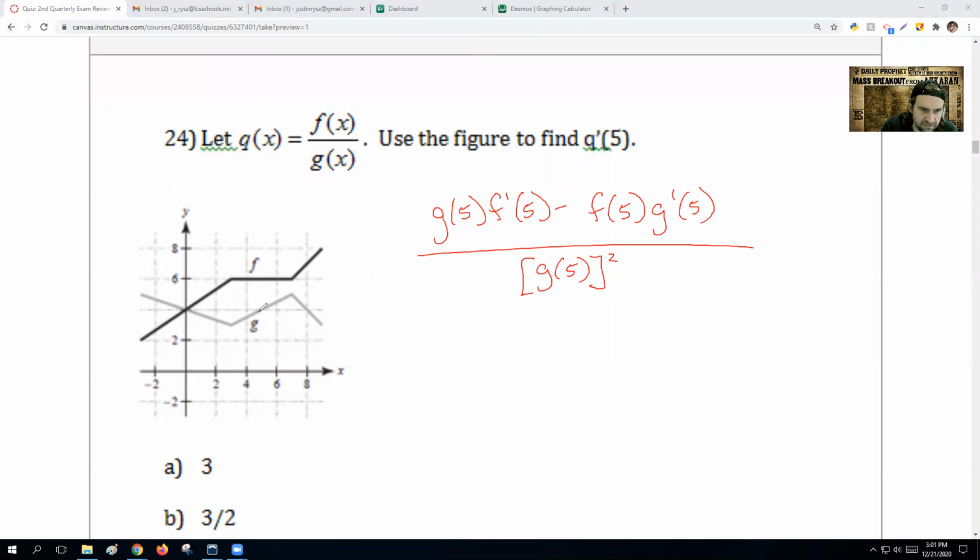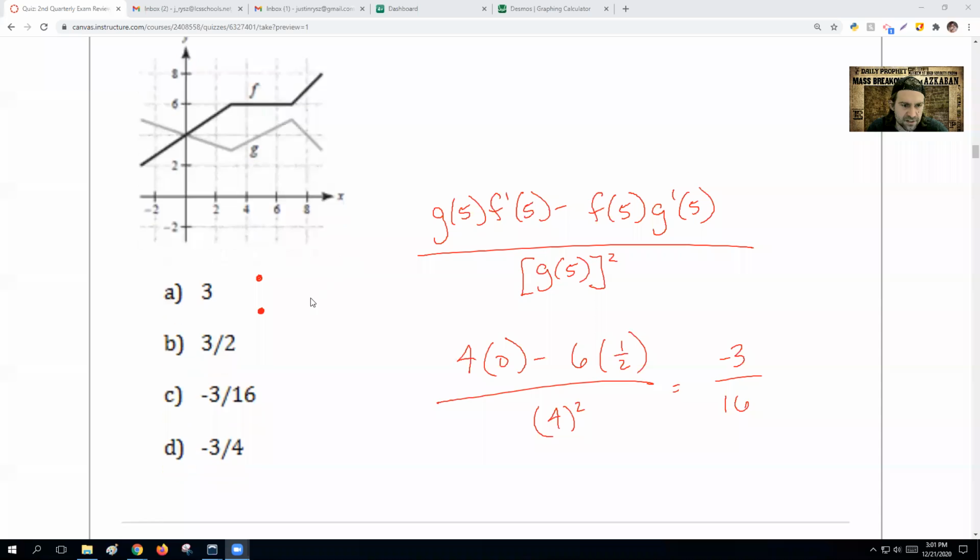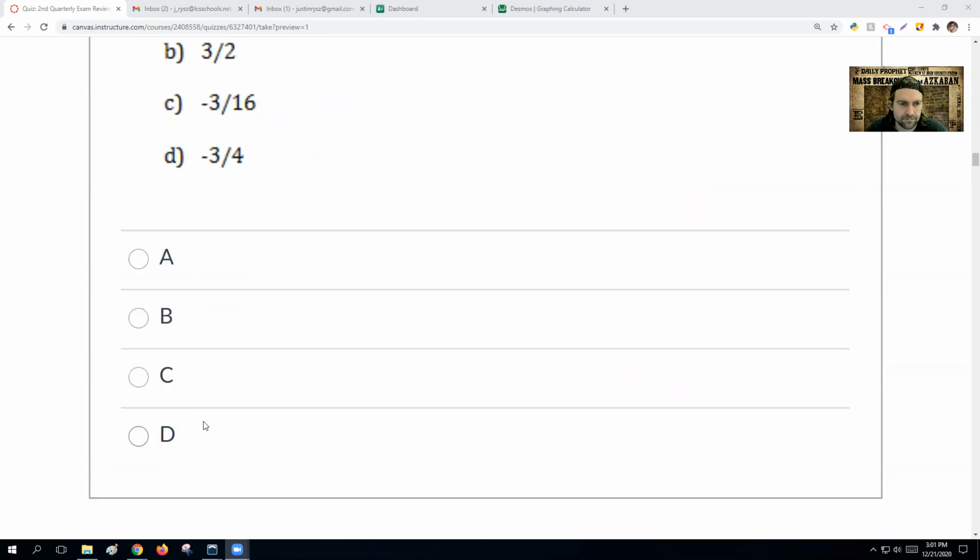All right, so let's mark a point at 5 here and here. So remember, the primes are the slopes, the regulars are the y values. So what is the y value of g at 5? That looks like 4. What's the slope of that? That would be flat, that's 0. Minus, what's the y value of this? I would say that's 6. And what's the slope of this one here? It looks like this is going up 1 over 2. So this is about a slope of a half. All over 4 squared. So we'd get 0 minus 3, or just negative 3 over 16. Is negative 3 over 16 a choice? It is. That's C.